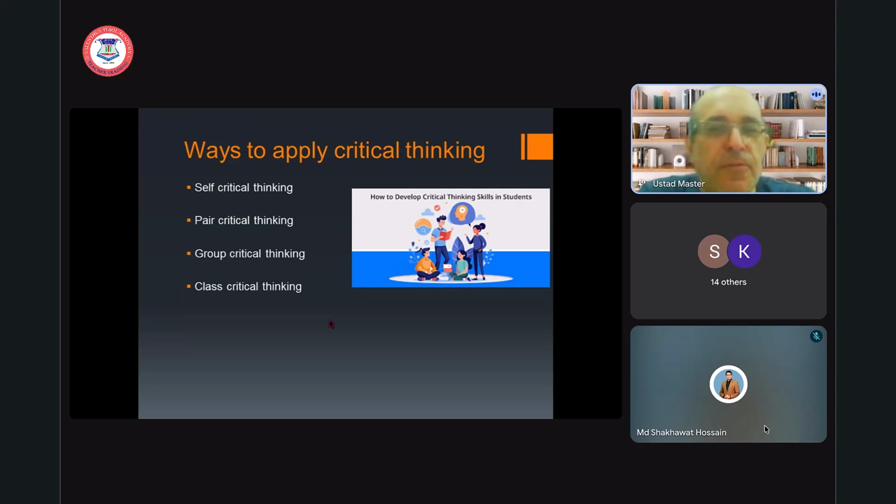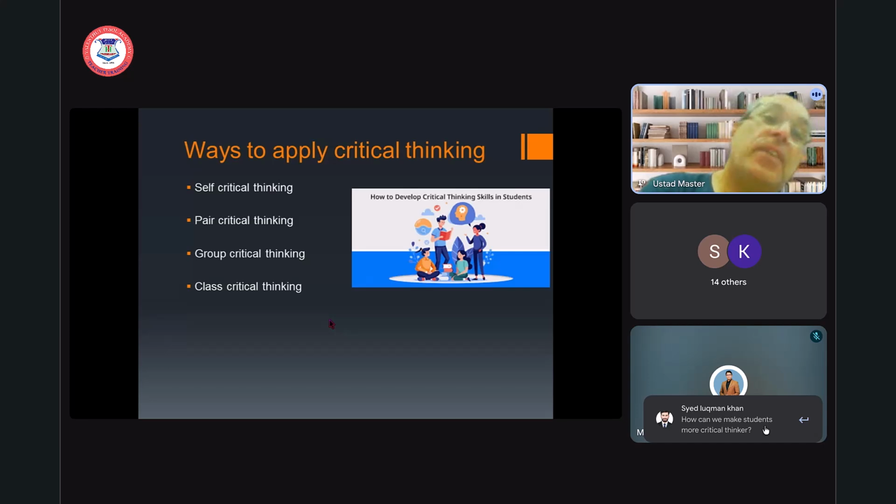Mainly, we have 4 different ways to do that. Number 1, self-critical thinking, which you can also say individual critical thinking tasks. You can pair with one of the persons in the classroom, and then you can make it a pair work activity, or 3 and more people. It can be a group critical thinking activity, and you can make it class-wide critical thinking tasks.